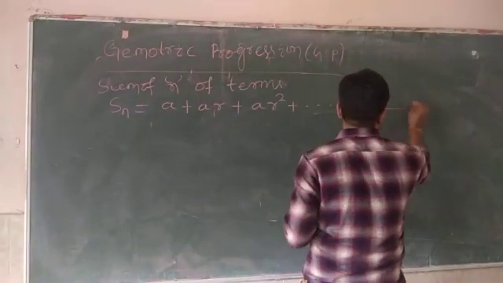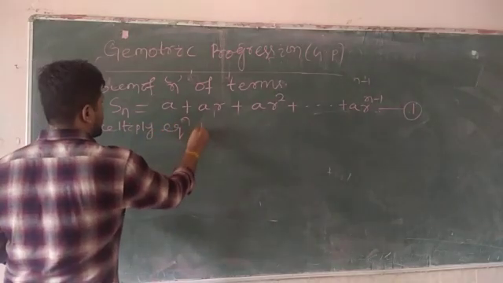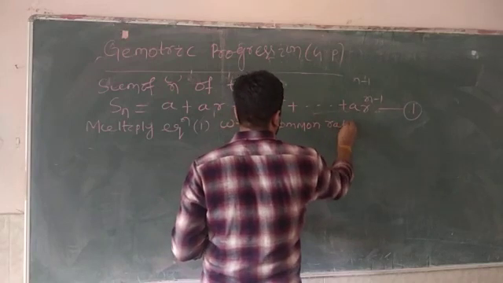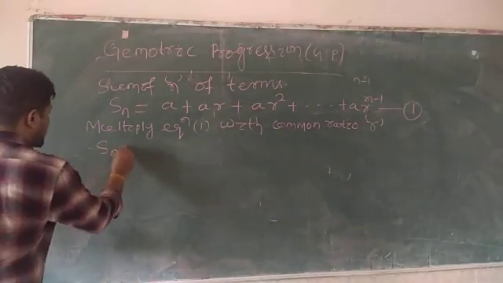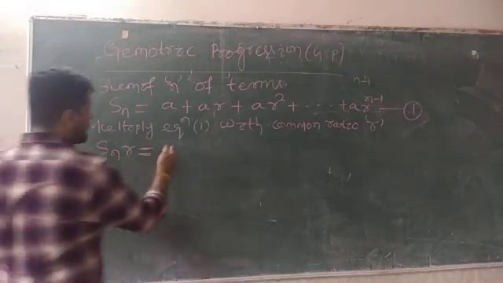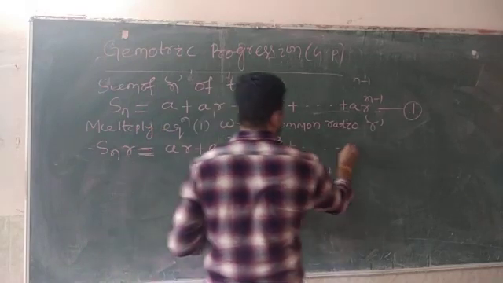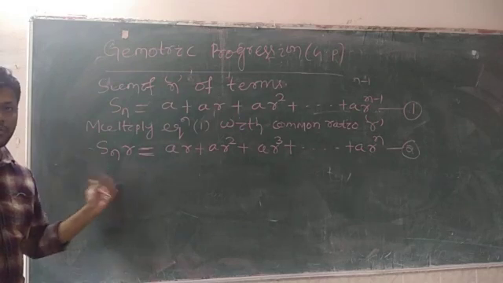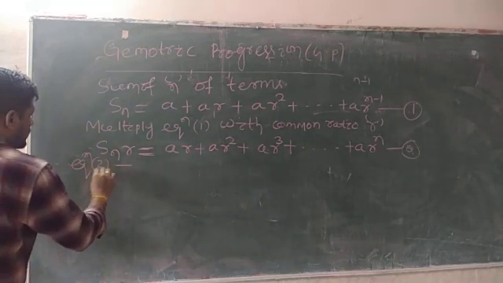For example, this is your equation 1. Then multiply equation 1 with the common ratio r. I have to multiply both sides by the common ratio r. Always remember, this is very important. Sn into r on the left side becomes Sn into r, that is ar, ar square, ar cube, up to ar to the power n. This is equation number 2. I have just multiplied equation 1 by r on both sides. And now subtract equation 2 from equation 1.